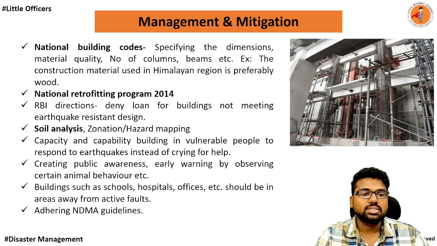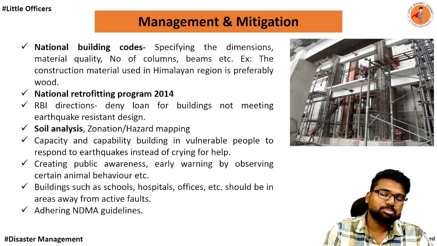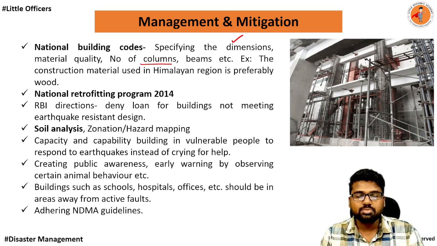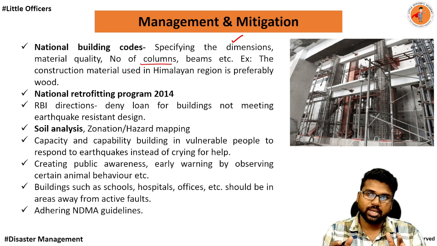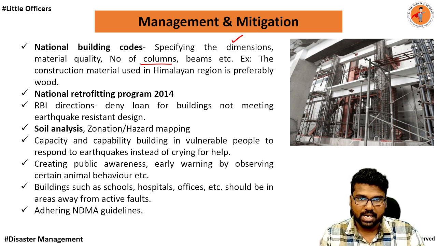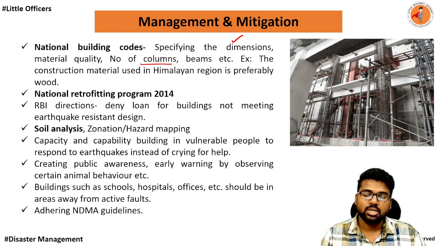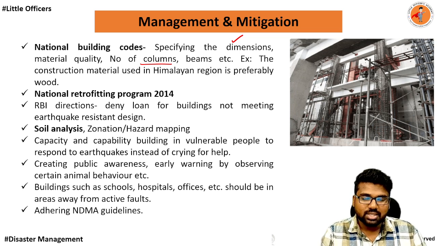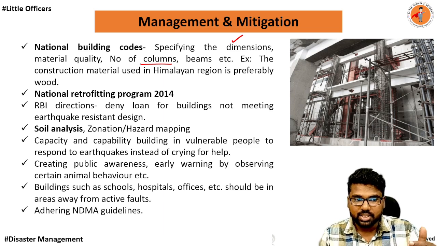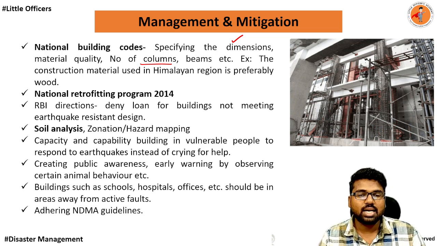There are national building codes. They specify the dimensions, the material quality, and the number of columns and beams that are required in a particular building. When you are constructing a building, you need to take certain permissions. Those permissions will only be given if the building structure and planning follow these specific codes, thereby making that building resilient to disasters or resilient to earthquakes. Even in such areas, if there is an earthquake and these guidelines are followed, the chance that damage can happen will be less. So this is one important step.